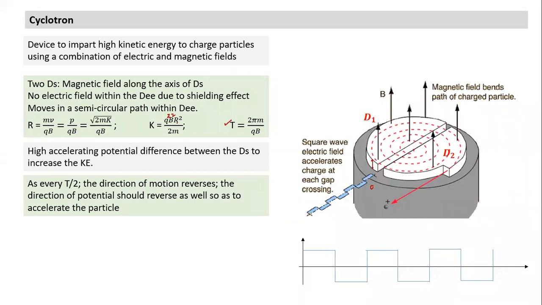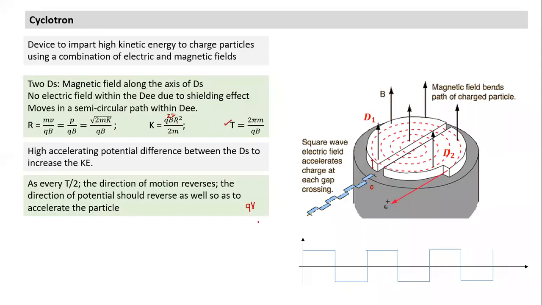Whatever the time period, the frequency of the voltage we apply should also match the frequency of the circular motion of the charged particle, which is called the cyclotron frequency. What is the energy it will gain in every half cycle? It will gain energy qV every half cycle.